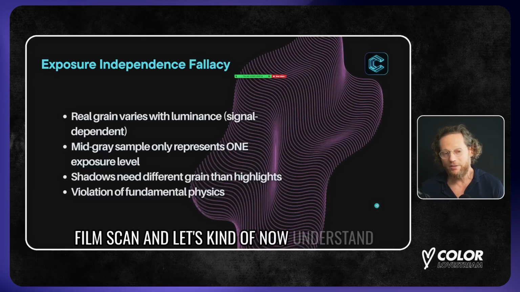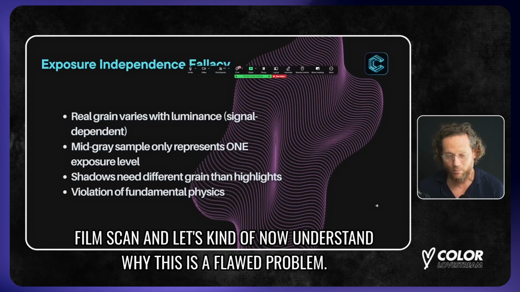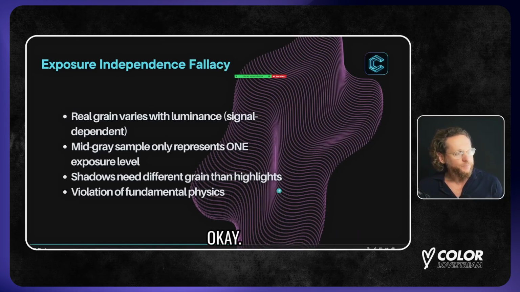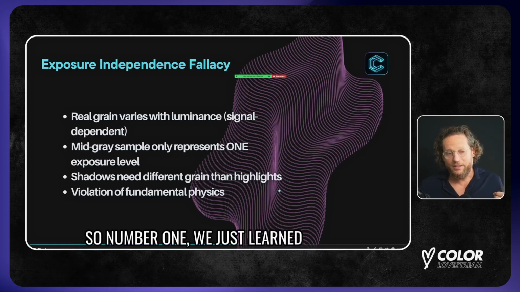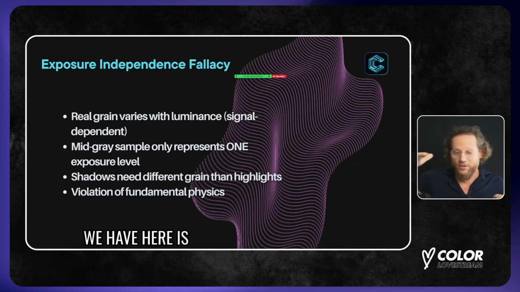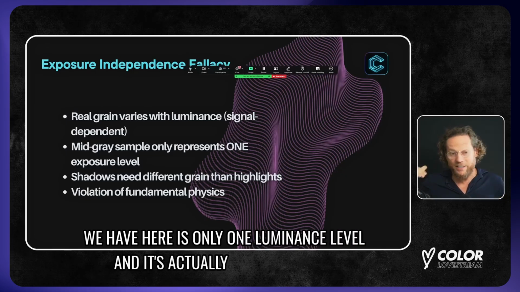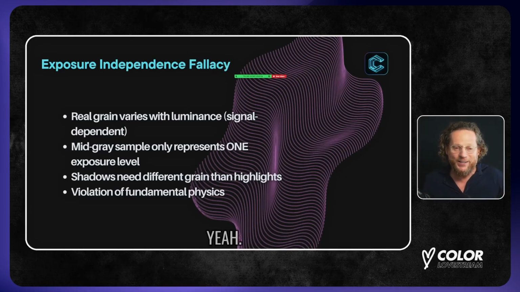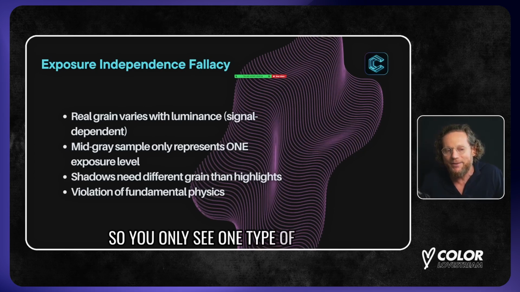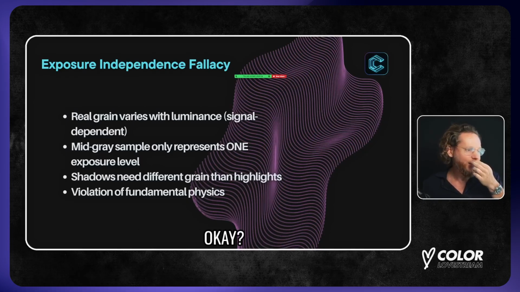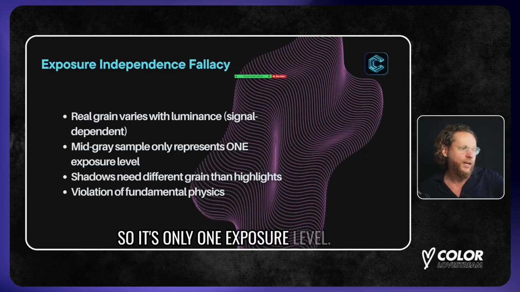And let's now understand why this is a flawed problem, why this is not the right way to do it. Okay, so number one, we just learned that the real grain varies with luminance, but what we have here is only one luminance level. And it's actually the ideal level. Yeah, mid-gray is perfectly exposed film. So you only see one type of grain. There is no variation between highlight and shadow. You don't really see that. Okay? So it's only one exposure level.